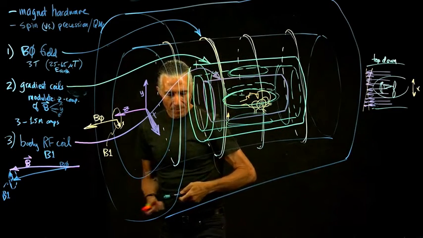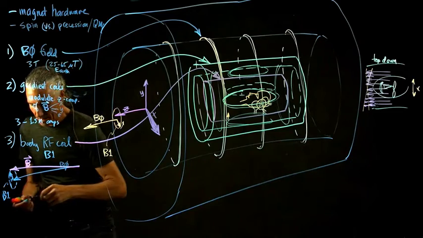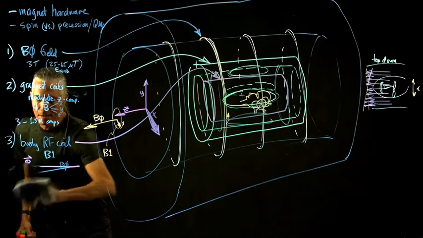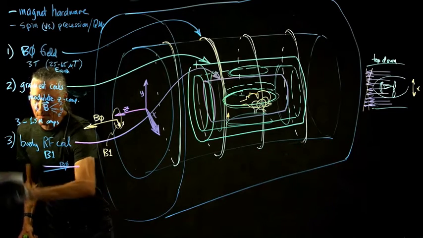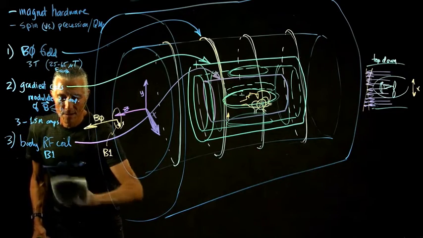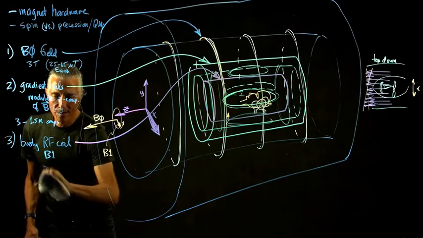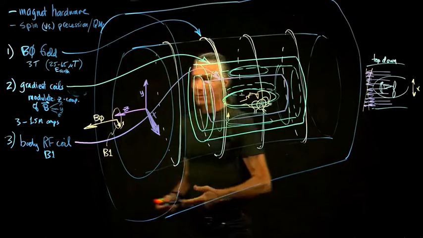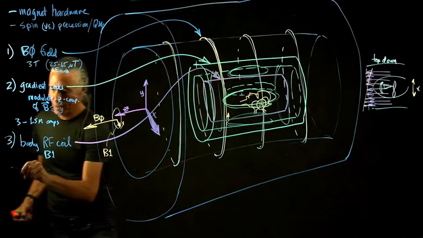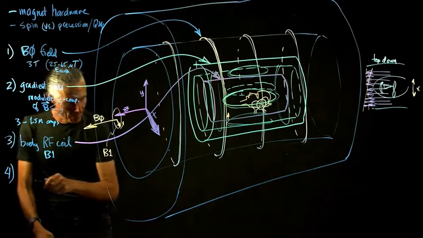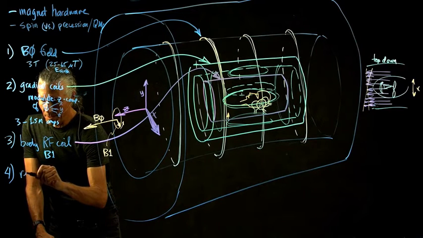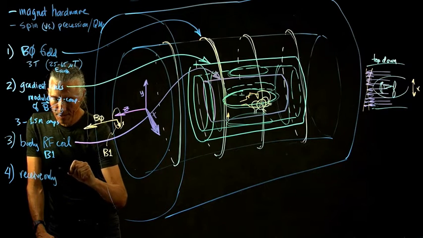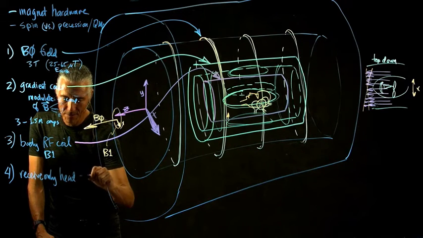In the old days they used to transmit and receive with the same coil, but it turns out to be better, we'll talk about this in detail later on. It turns out to be a lot better for the signal, and it also allows you to accelerate your scans if you have smaller coils. So this is a receive-only head coil, or it could be a knee coil.